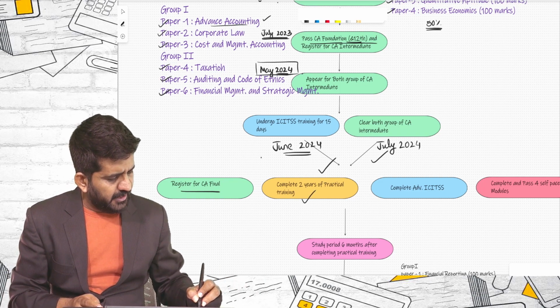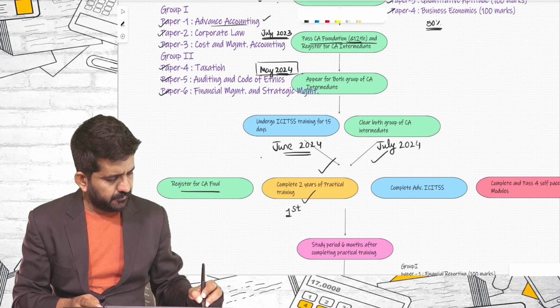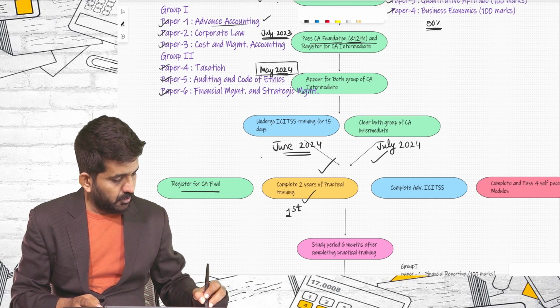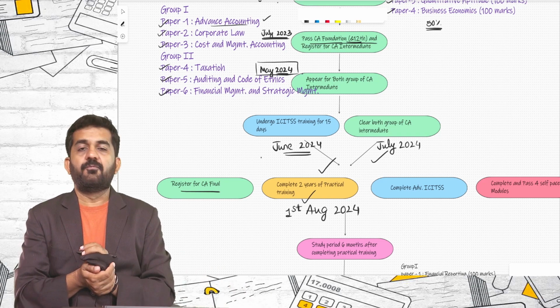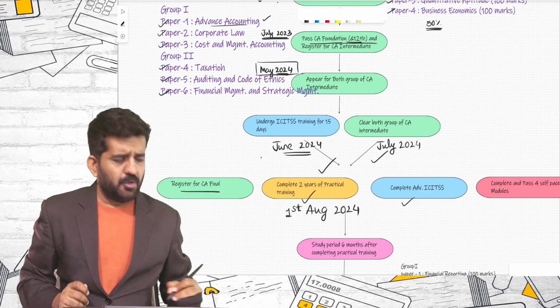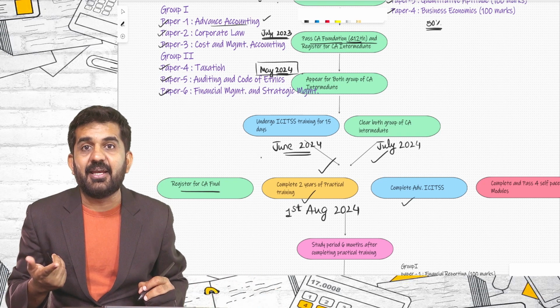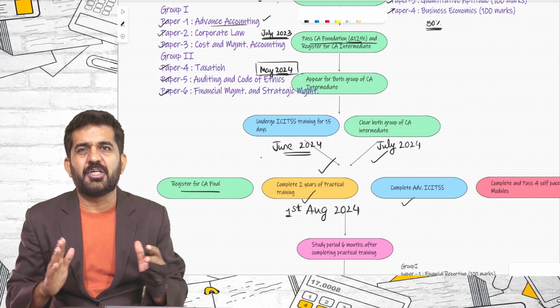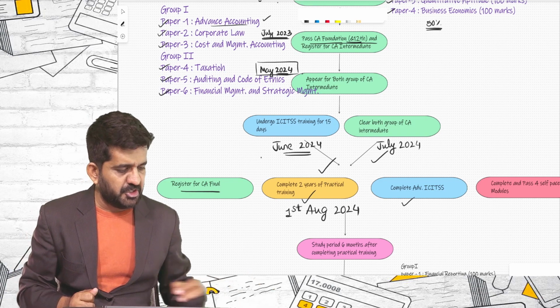Let us assume he registers for practical training on 1st of August 2024. He will have to complete Advanced ICITSS training during these 2 years. He may even complete it after 2 years, but before appearing for the CA Final examination.